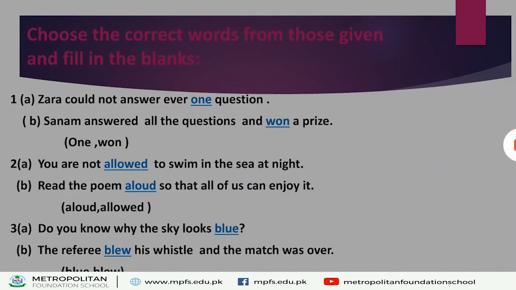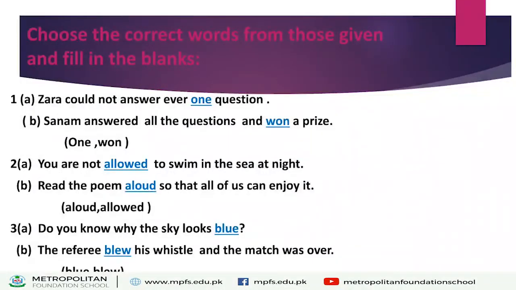Now read it along with me. The first one is see. As you can see, both words have the same pronunciation, but they have different meanings as well as different spellings. The first one is see, S-double E. On the other hand, we also have sea, S-E-A.